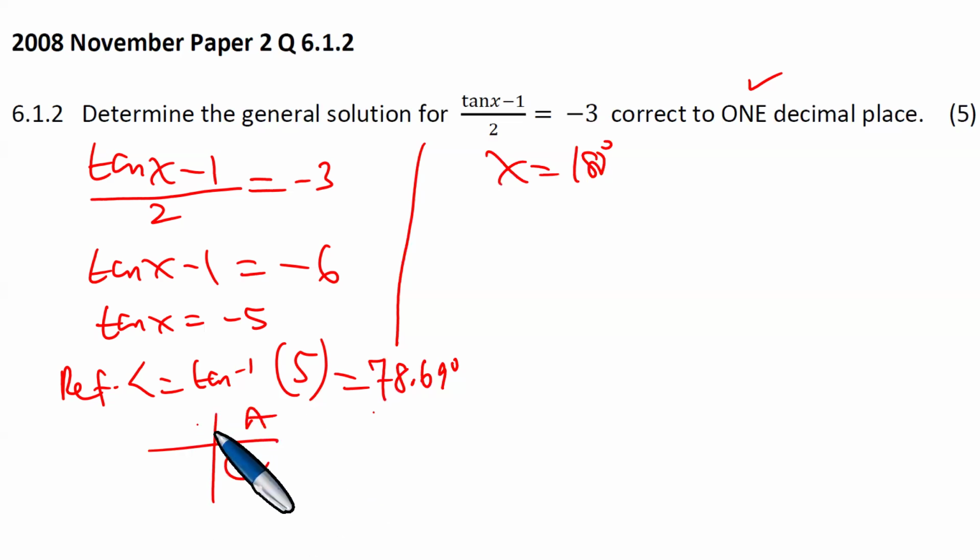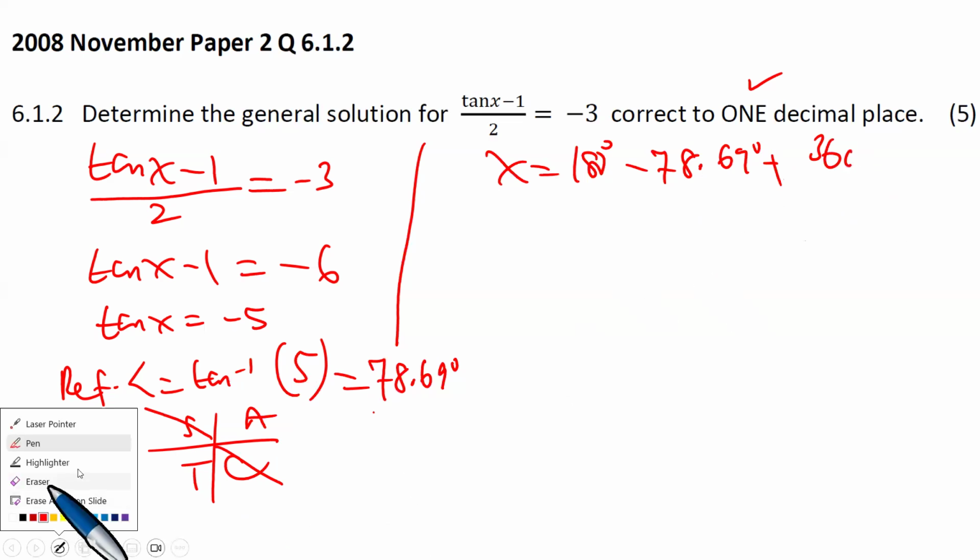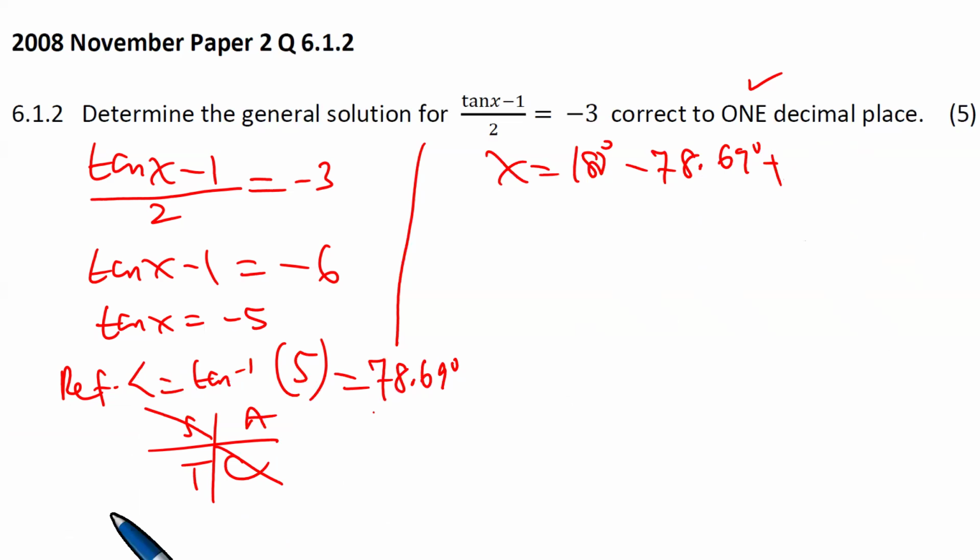Let's look at the CAST diagram. Where the tangent is negative, it is in the second and also in the fourth quadrants. The second quadrant is going to be 180 degrees minus 78.69 degrees plus 180 degrees k, because we're dealing with the tangent function here. We have multiples of 180 because of the period of the tangent, which is 180 degrees. We're going to use a calculator to get that one.